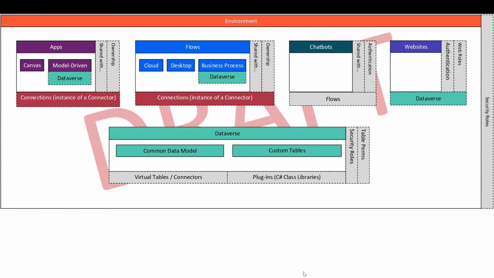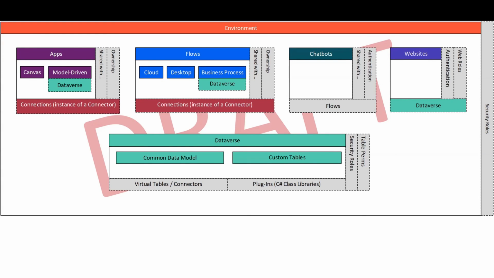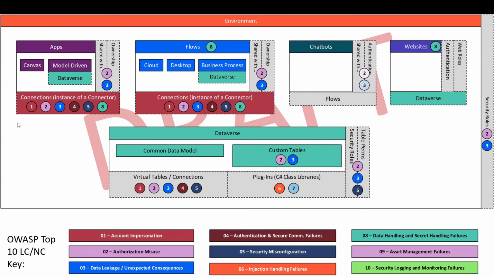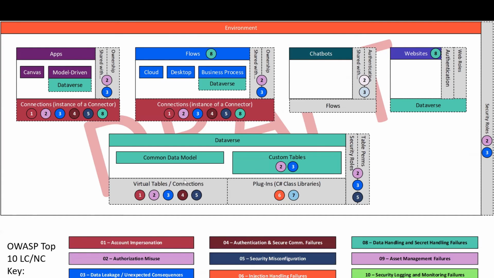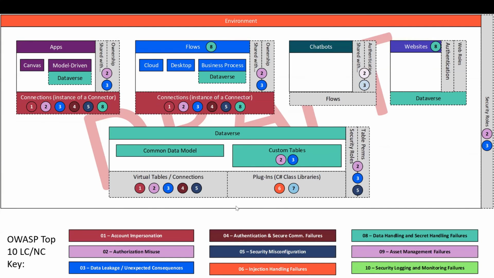So from this, both dependencies and configuration, how does it map to the OWASP top 10? Next slide, please. So from this, you can see connections end up touching upon the majority of the OWASP top 10. And if you were to summarize these 6 categories, I would call it preventing unintended consequences which result in credential and/or data oversharing. There's strong coupling between authorization misuse, category number 2, and data leakage, unexpected consequences, category number 3. And you can see that repeatedly throughout the diagram.